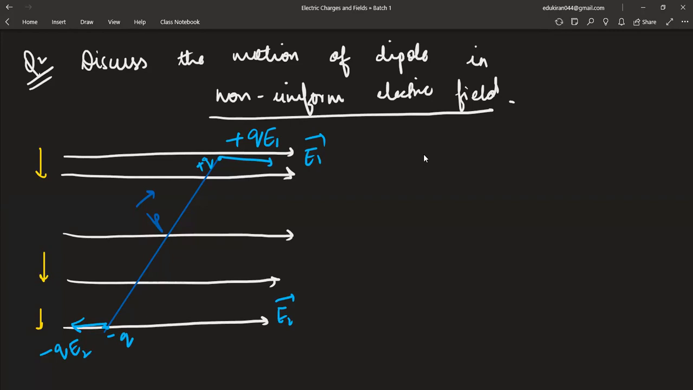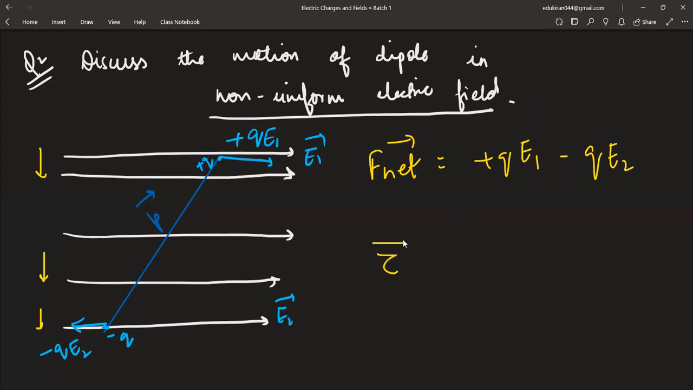See, earlier also when we were calculating the net force, we were getting plus QE1 minus QE2. When the electric field was the same, we had plus QE minus QE. This was the force, right? Now we cannot cancel it. Why? Because E1 and E2 both are different.